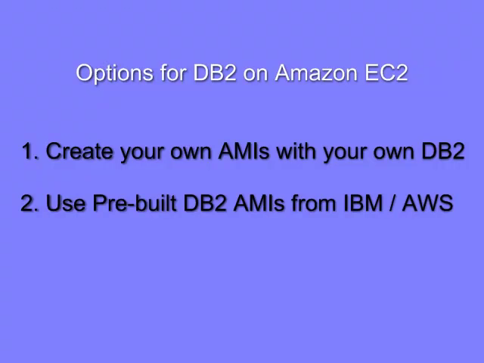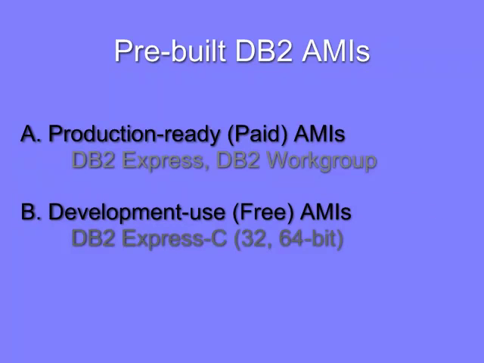You can create your own AMIs using DB2 licenses that you own, or the free version of DB2, that is DB2 Express-C. Alternatively, you can use one of the pre-built AMIs for DB2 that are supplied by IBM or Amazon Web Services. If using the pre-built DB2 AMIs, you have the option of using the paid AMIs for DB2 Express or DB2 Workgroup and pay an hourly fee, which includes the DB2 license fee, the fee for the operating system, as well as the Amazon EC2 charges. Or you can use the free development use AMIs for DB2 Express-C, and you only pay the infrastructure fees for Amazon Web Services.